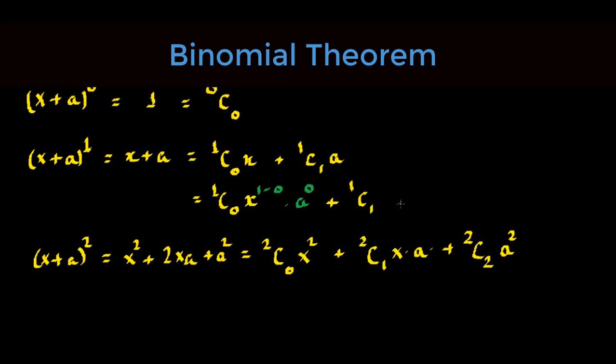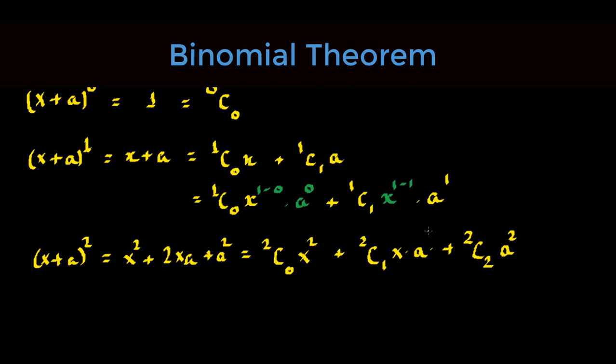1c1. So here there are no x terms. What I can do here is write x raised to 1 minus 1. Why? Because 1 subtracted from 1 gives us 0, and anything raised to the power 0 is 1. But that's fine, so we can do that. Times a raised to the power 1.